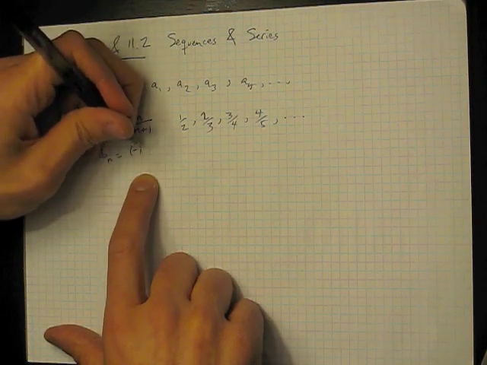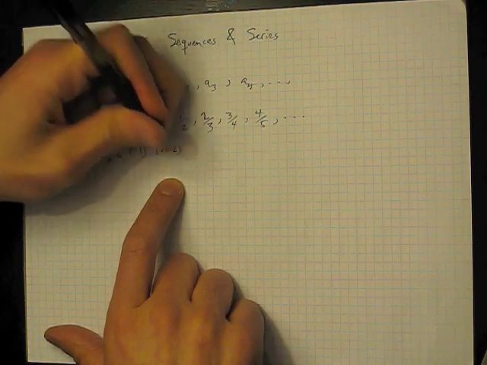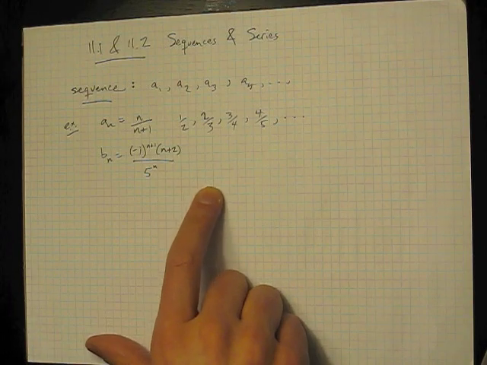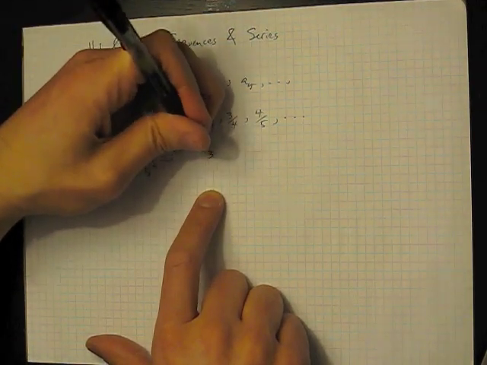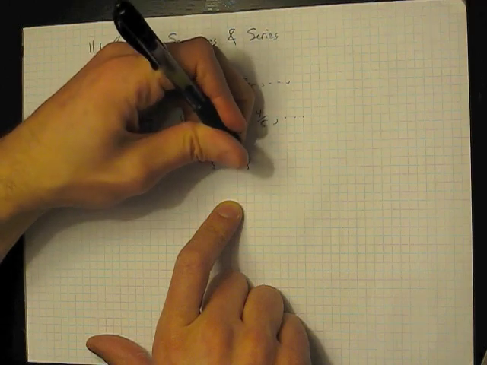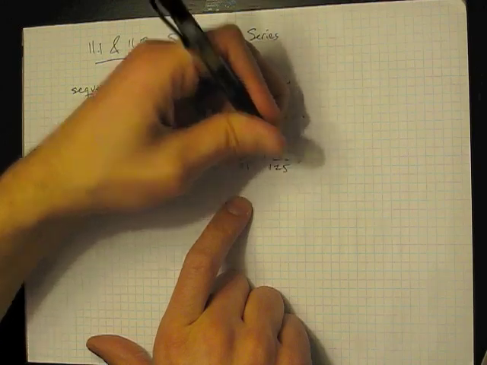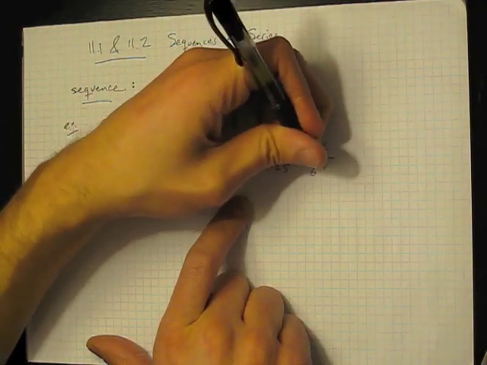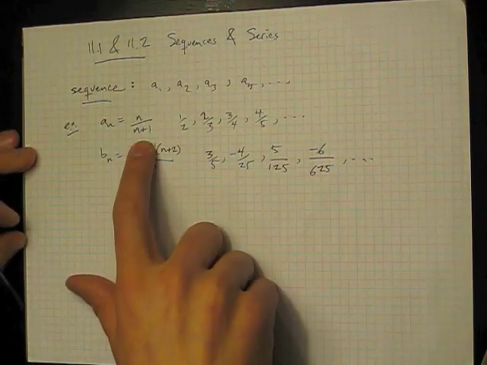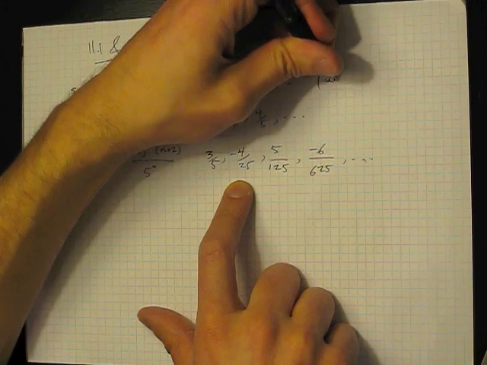Here's another example of a sequence. How about minus 1 to the n plus 1 times n plus 2 divided by, I don't know, 5 to the n. We saw this one in class. I think this looks like 3 over 5 minus 4 over 25, 5 over 125, minus 6 over 625, and on and on and on. So this is the notion of a sequence. It's a list, right? So an unending list.